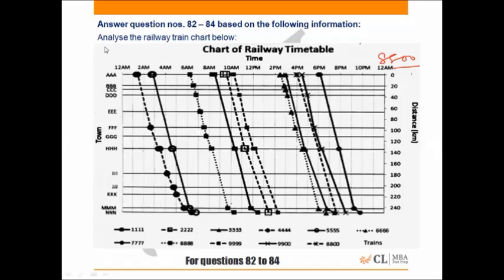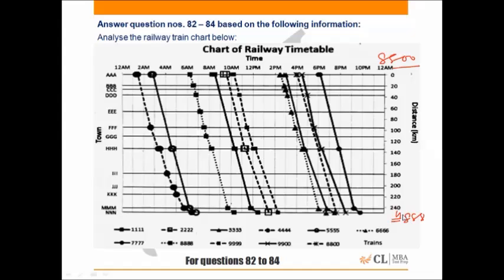Therefore, from here we need to pick the triple eight for traveling from triple A to triple H if we want to reach around 9 a.m.